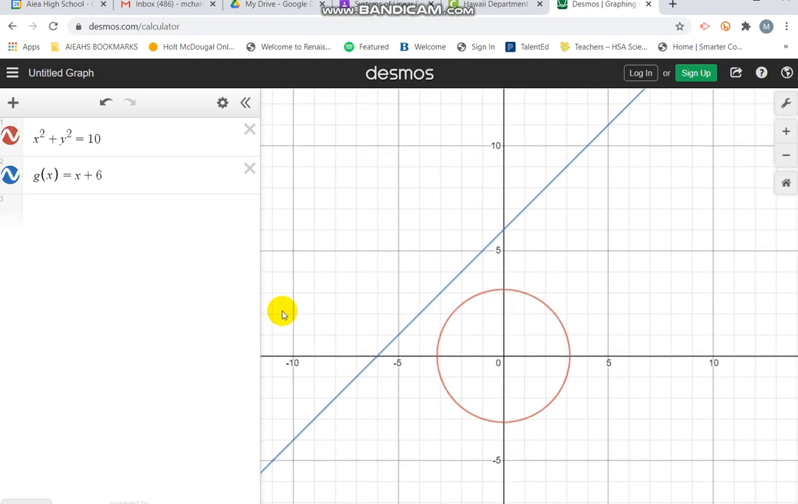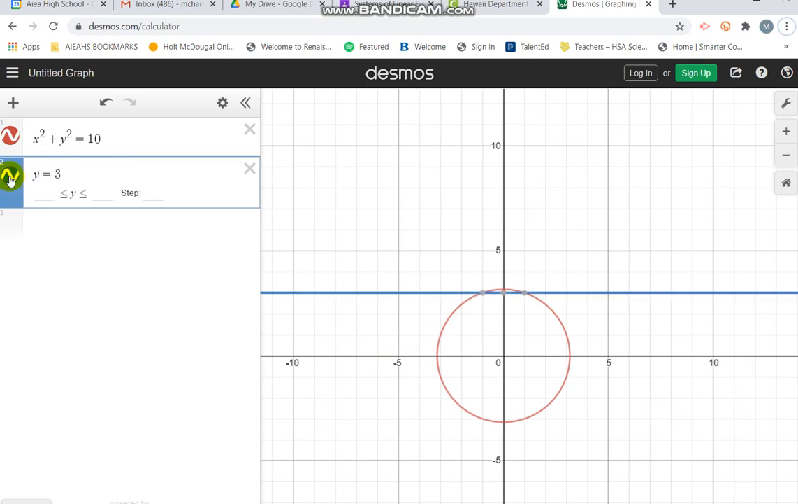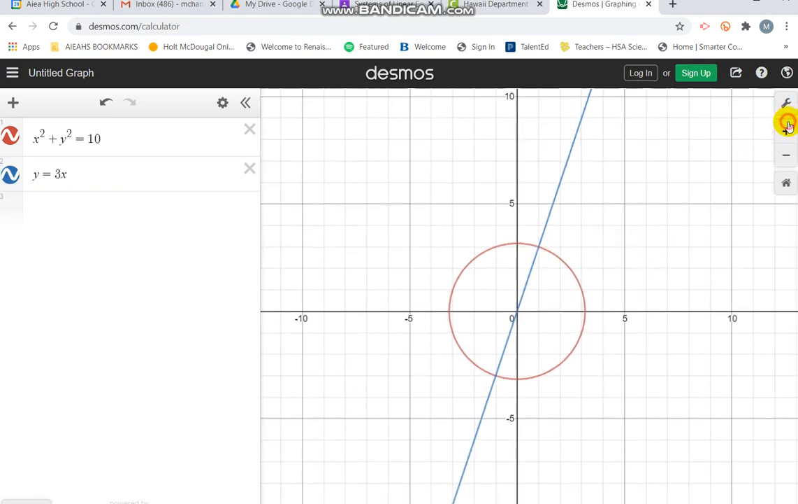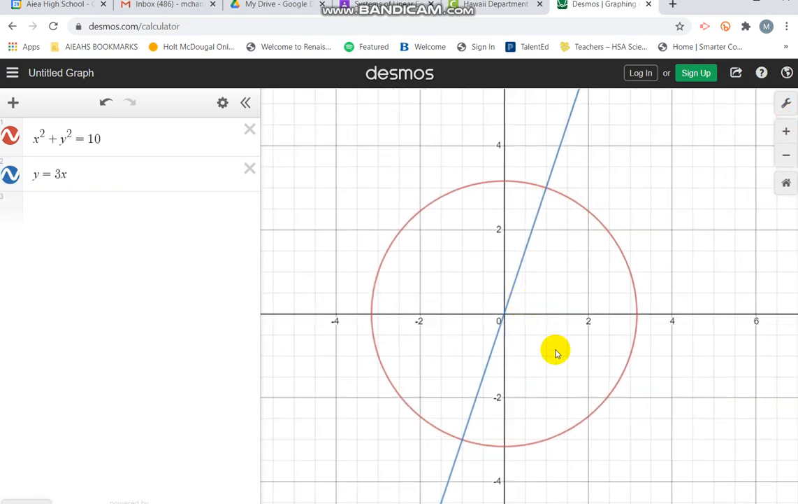Okay. And then let's say we make our other equation y equals 3x. So something like this. Okay. So what we have is a circle, and now we have a line. Let me just give you some little information about how a circle works. Let's go ahead and just get rid of this blue line for now.